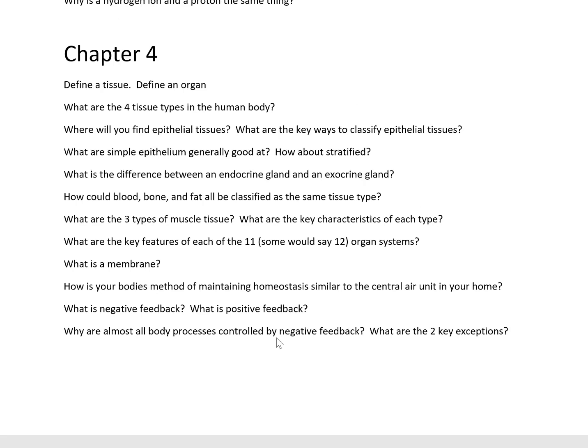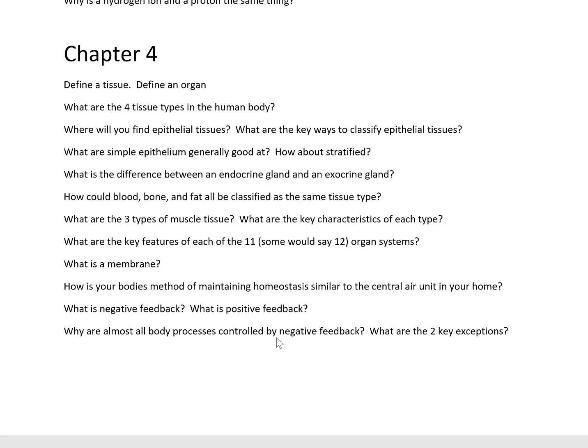All right. Chapter 4. Define a tissue and define an organ. So we've already done this. A tissue is when you take a group of cells that are working together with a similar function. So you take like a cardiac muscle cell. You put all the cardiac muscle cells together. We now have cardiac or heart muscle tissue. Define an organ: two or more tissues working together.